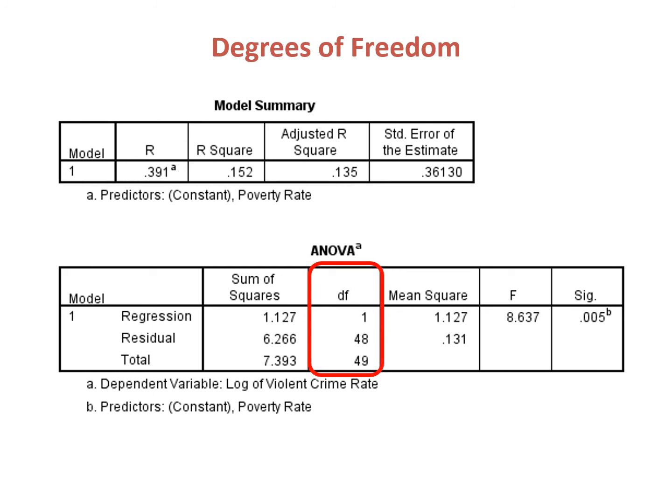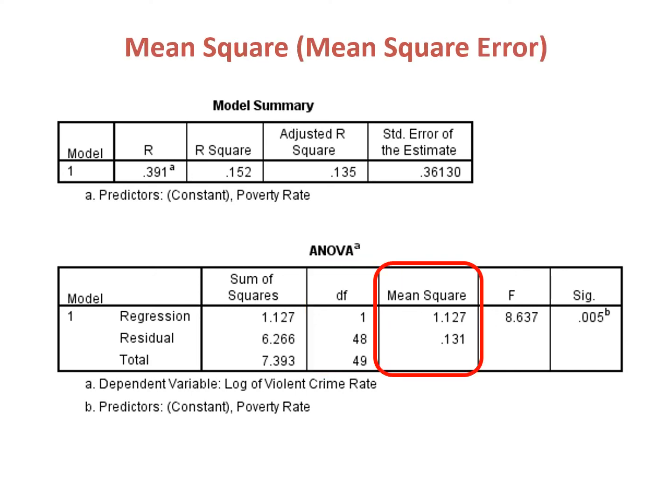The regression degrees of freedom is the number of variables, which in this case is 1. The residual degrees of freedom is the total degrees of freedom minus the regression degrees of freedom, which in this case is 49 minus 1, or 48. What is called the mean square or mean square error for each row is the sum of squares divided by the degrees of freedom. In this example, the regression mean square is 1.127 divided by 1, which gives us 1.127. The residual mean square is 6.266 divided by 48, which equals 0.131.